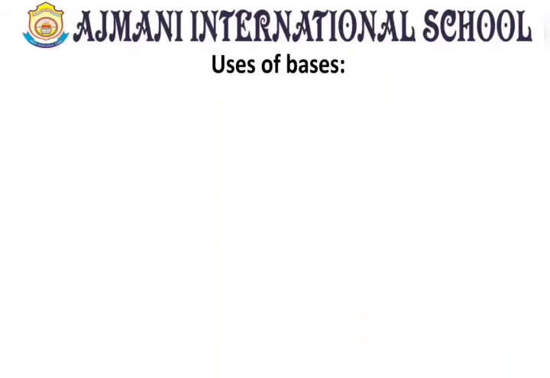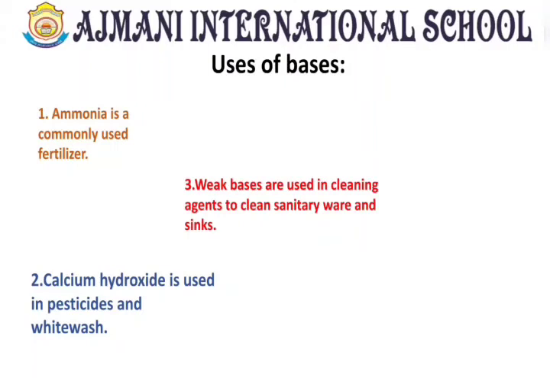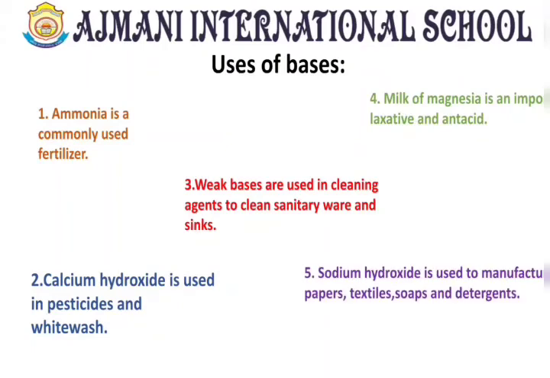Where do we use these bases? Yes, bases like ammonia are commonly used in the form of fertilizers. The calcium hydroxide is used in pesticides and in whitewash. The bases are used in cleaning agents to clean sanitary ware and sinks. The milk of magnesia is also a kind of base which is used as a laxative and antacid. The sodium hydroxide is used to manufacture paper, textiles, soaps and detergents in the factories.